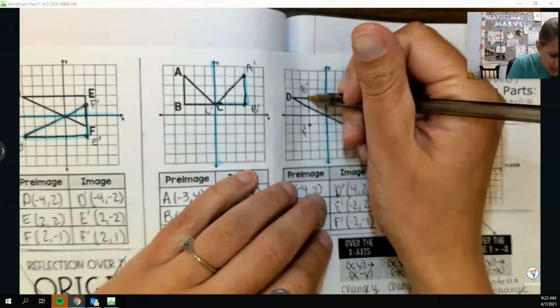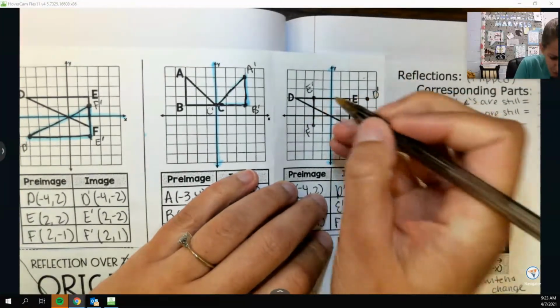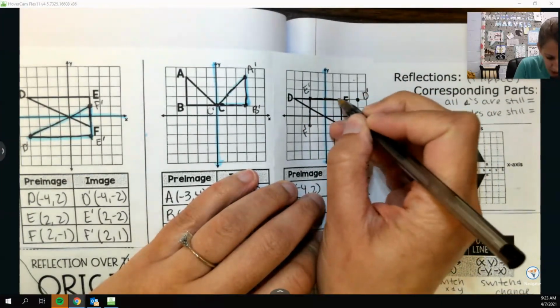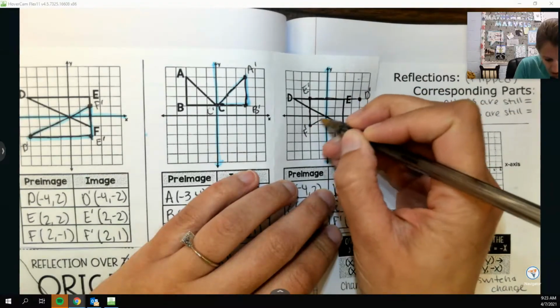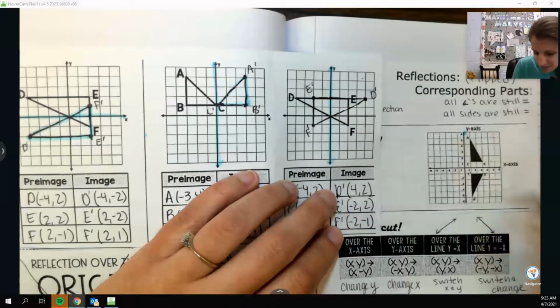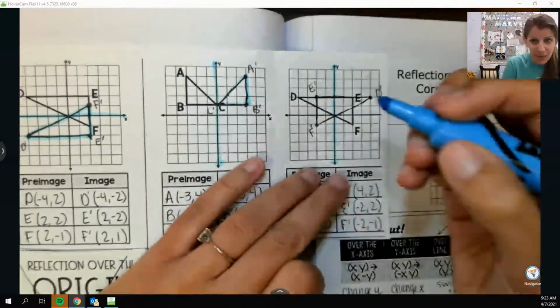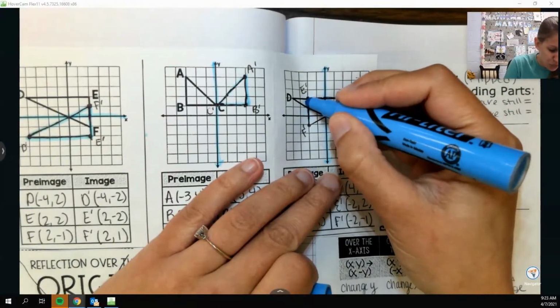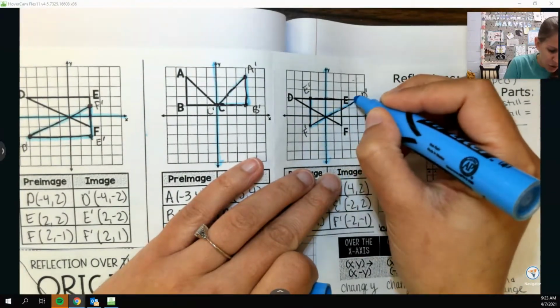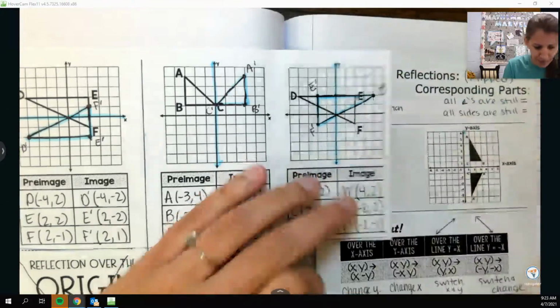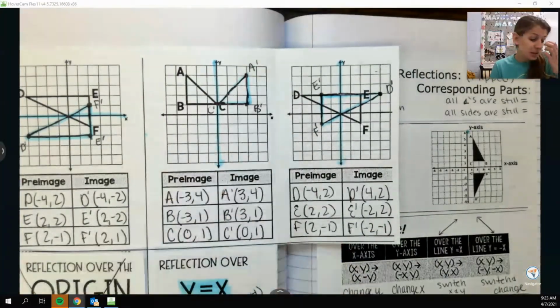So then I just reconnect my shape. And again, it's a little bit awkward because your triangles overlap each other. But again, that's going to happen if your line of reflection goes through your shape. Kind of makes a fun little design.